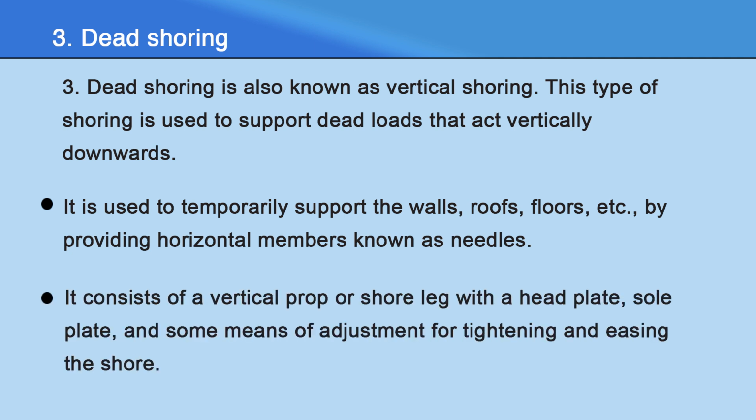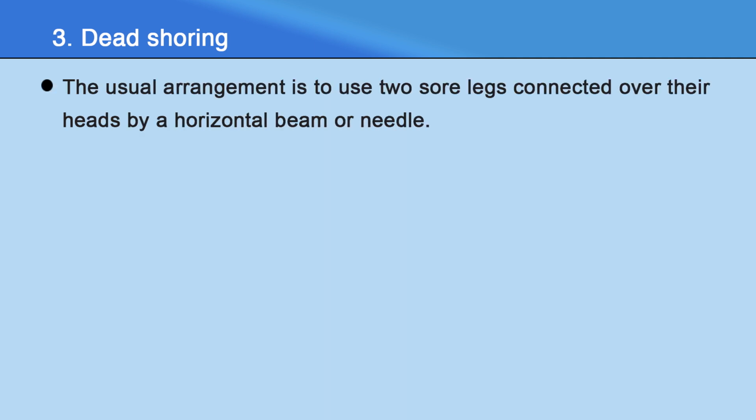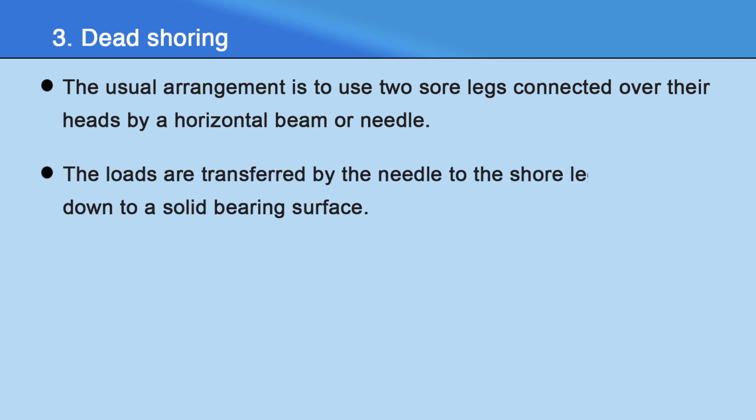It consists of vertical props or shore legs with a head plate, sole plate, and some means of adjustment for tightening and easing the shore. The usual arrangement is to use two shore legs connected over their heads by a horizontal beam and the needles. The loads are transferred by the needles to the shore legs and hence down to a solid bearing surface.